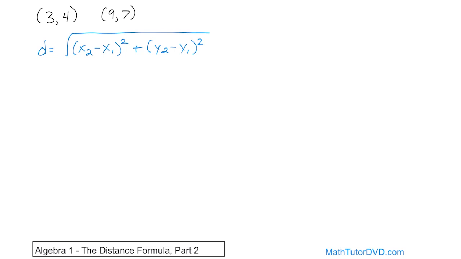So the first problem we're going to do is we have the point (3, 4) and the point (9, 7), and I say, hey, what is the distance, the straight line distance between those 2 points? So immediately you should be thinking distance formula. The distance formula, just to refresh your memory, is the square root of (x2 minus x1) squared plus (y2 minus y1) squared. Now, don't forget, this is basically the Pythagorean theorem. We talked about that in the last lesson.